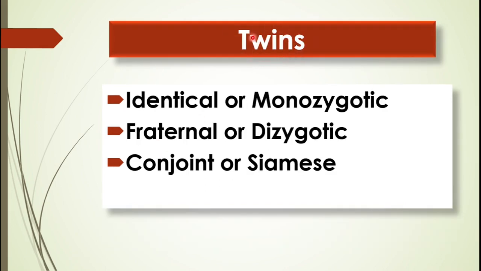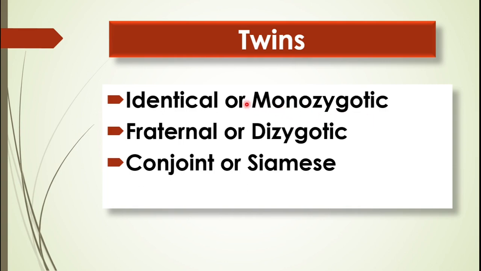Let us now discuss how twins are formed. Now, in normal situations, we know that a single ovum is fertilized by a single sperm, and that zygote develops into a fetus. However, there are many situations where twins are formed. Now let us see how twins are formed and what the different types of twins are. There are three categories of twins. The first one is the identical or the monozygotic twins.